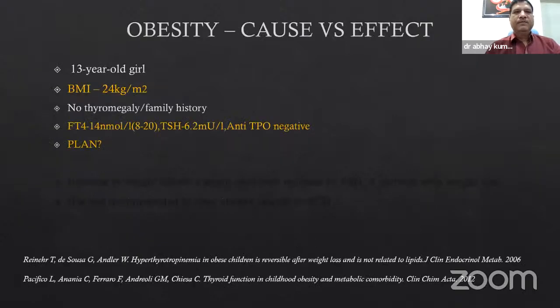Then another, obesity as cause or effect. A 13-year-old girl, BMI is 24. There is no thyromegaly. There is no family history of thyroid disorders. Thyroid FT4 is normal. TSH is normal. Anti-TPO is negative. What is the plan?